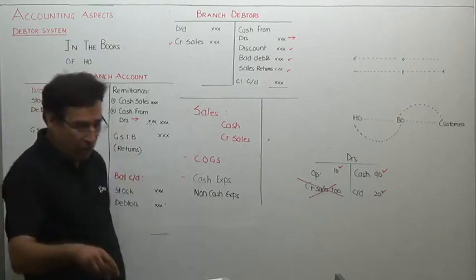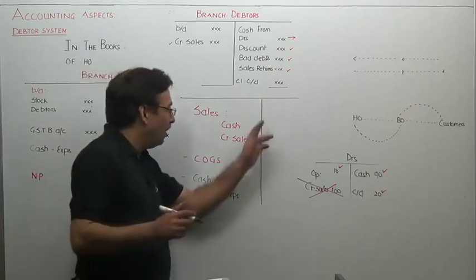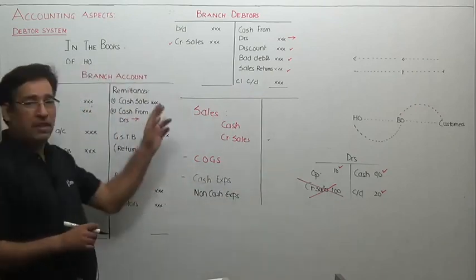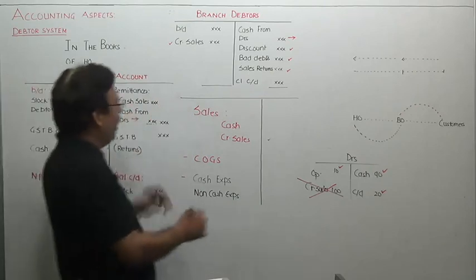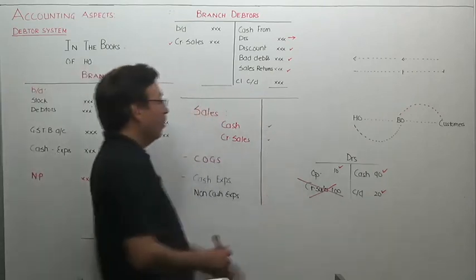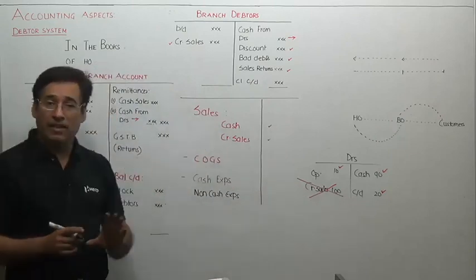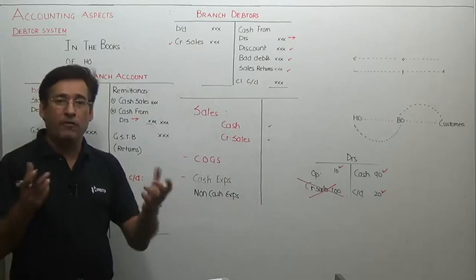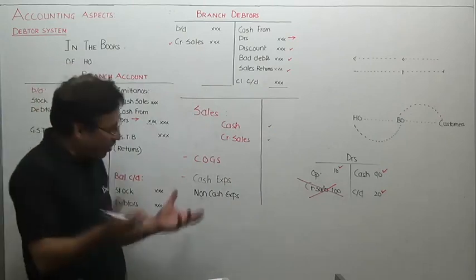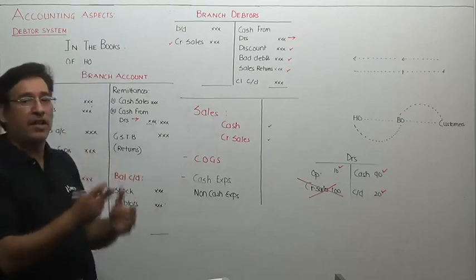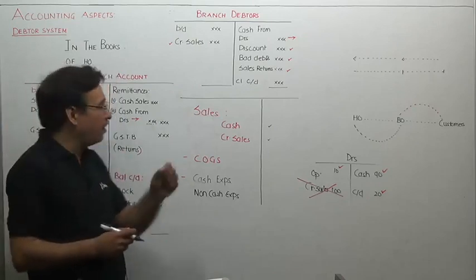Is it clear? Now, my another question is: is this account showing cash sales? Yes, sir, because we have written cash sales here. So it means we have written in the branch account total sales. You got it? Now you are developing the interest. It's really very interesting and fascinating because now we are understanding the deeper aspects, isn't it?